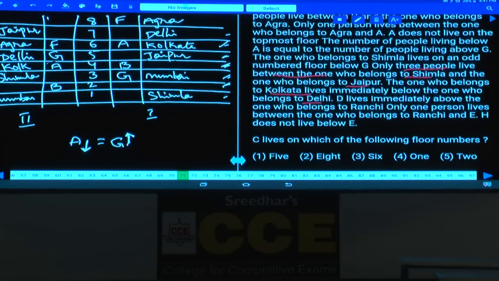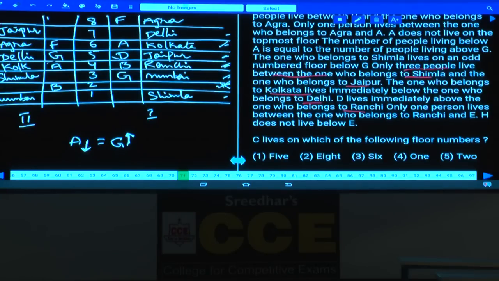Next one. D lives immediately above the one who belongs to Ranchi. Now sir, can Ranchi be on the 2nd floor in case 1? If Ranchi is on the 2nd floor, then D must be on the 4th floor, which is not possible. Hence Ranchi cannot be on the 2nd floor, hence the person belongs to Ranchi must be on the 4th floor, and D lives immediately above the one who belongs to Ranchi, isn't it?